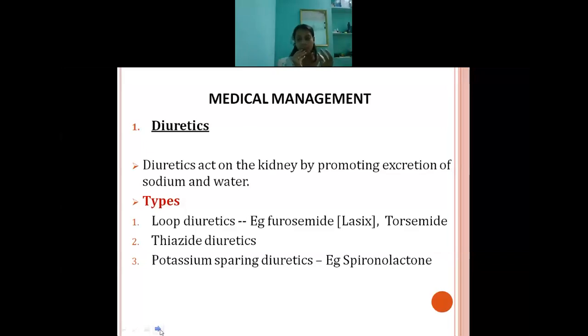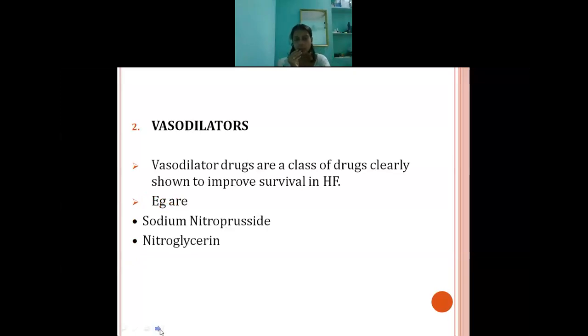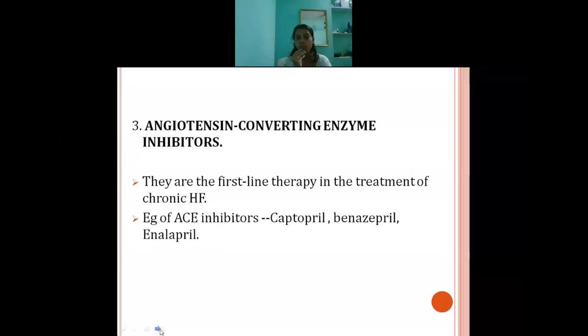Now, vasodilators, we know vasodilators are responsible for relaxing the smooth muscles. The most common vasodilator that we use is nitroglycerin or sodium nitroprusside. Next one is ACE inhibitors, angiotensin converting enzyme inhibitors. Particularly if hypertension is the main cause for heart failure, in that case we will have to give an antihypertensive, particularly ACE inhibitors, like captopril, enalapril, benazepril.